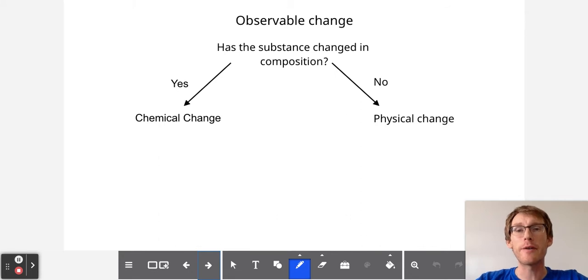So let's say that you have an observable change. Let's ask, has the substance changed in composition? If the answer to this question is yes, then a chemical change has occurred. If the answer is no, then you're looking at a physical change.